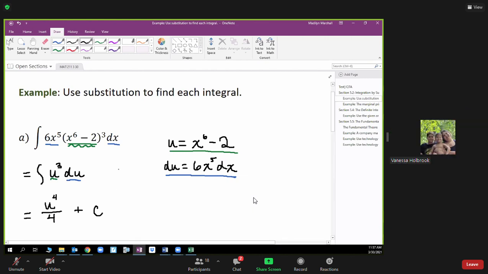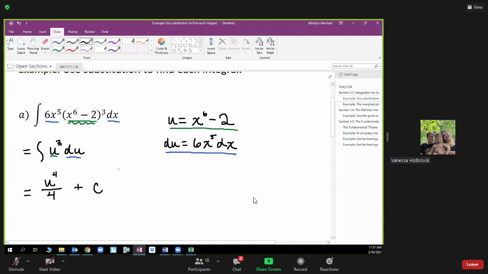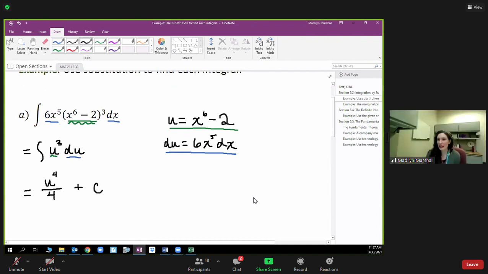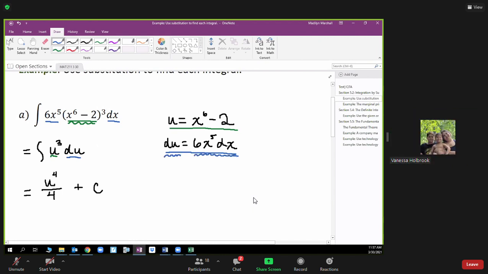So does the du basically replace the dx? The du replaces the dx and the 6x to the 5th, because here, when we found that differential du, we found it equals the whole 6x to the 5th dx.